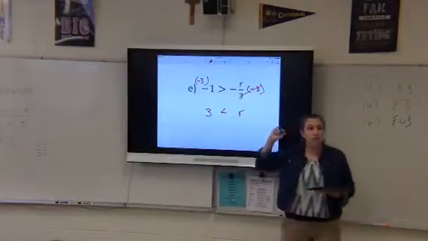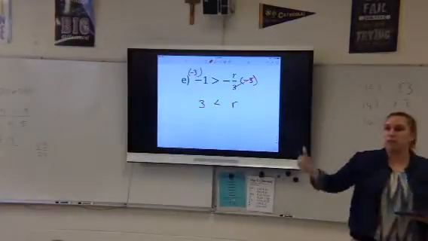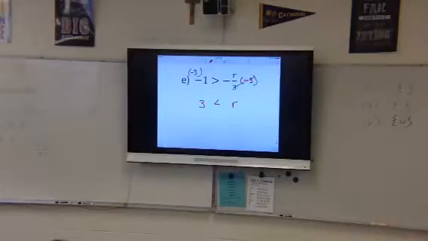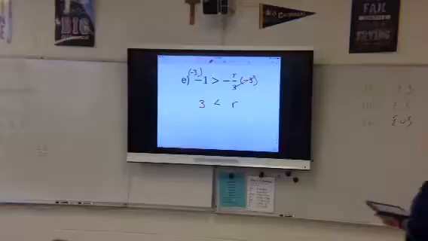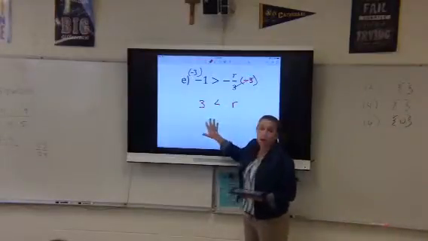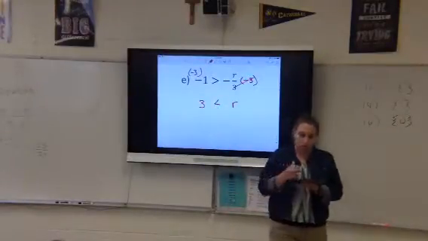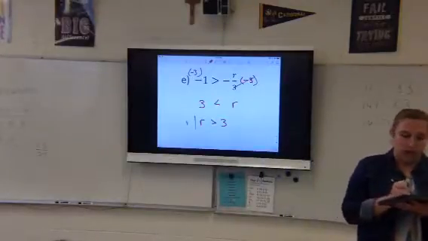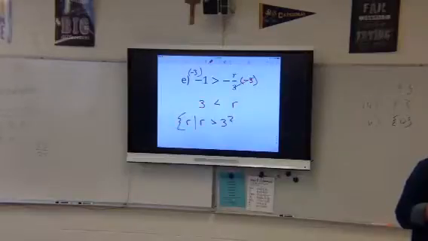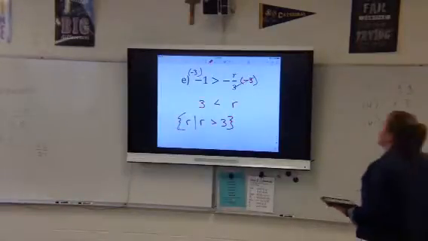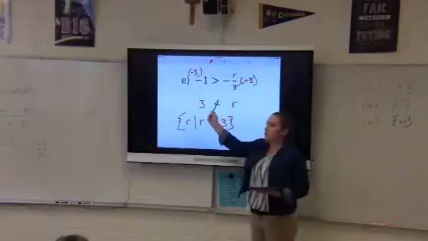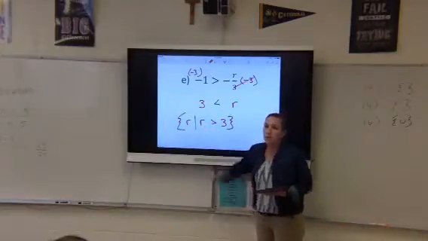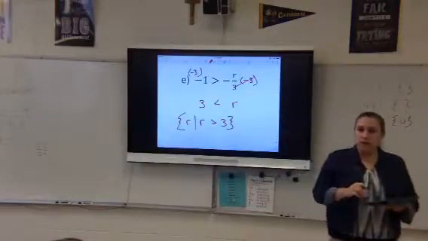Okay, is everybody good with that so far? Okay, now, does our variable have to be out front? Yes. Okay, so what's gonna happen now again? It's gonna flip, but you're gonna rotate the whole thing. So you're gonna take this and rewrite it, flip the whole thing over. Alright, so it's gonna be R greater than 3, and then line R with your set bracket around it. Okay, so we flipped it because we multiplied by a negative, and then we have to put the variable out front, so we take the whole thing and flip it over. Okay? Alright, is everybody okay with that?